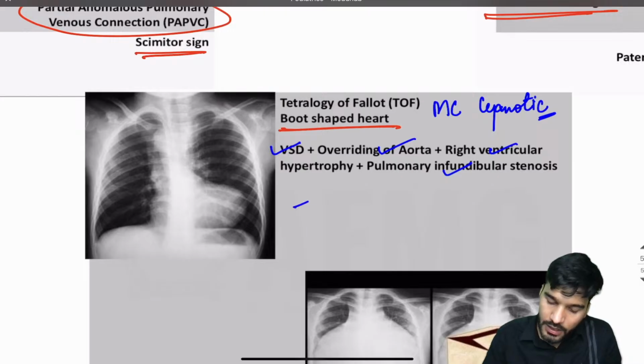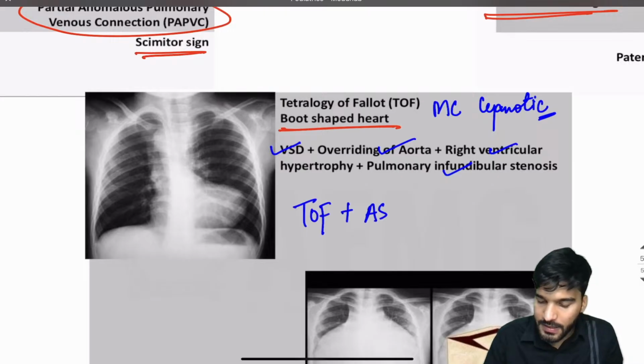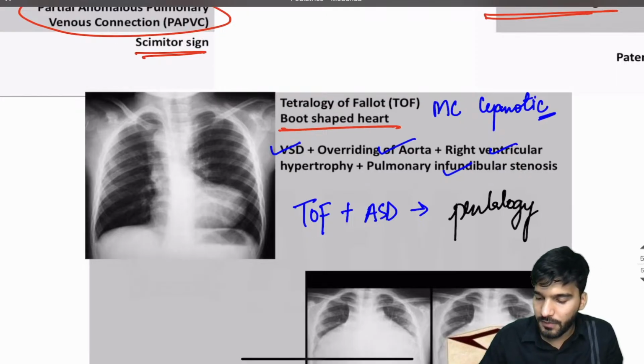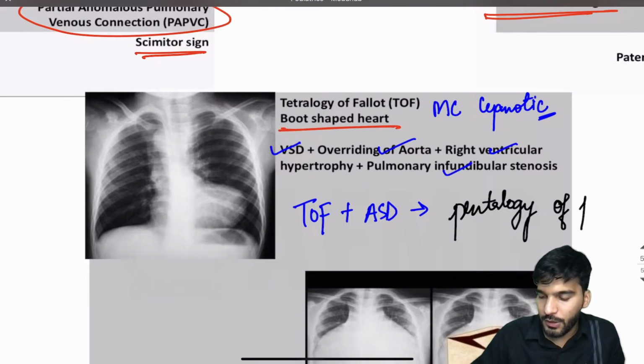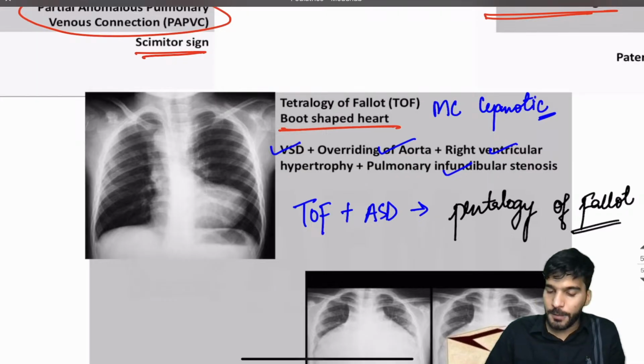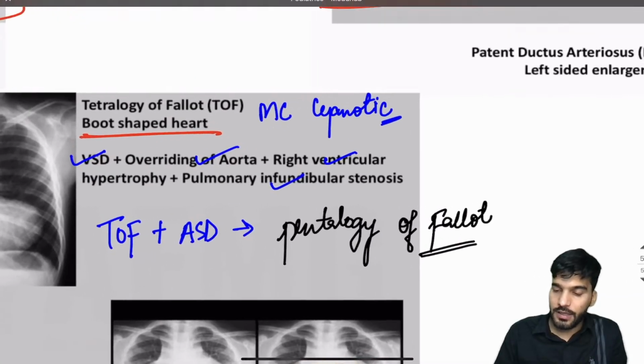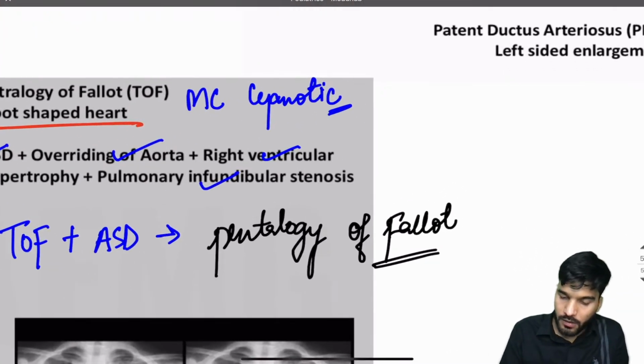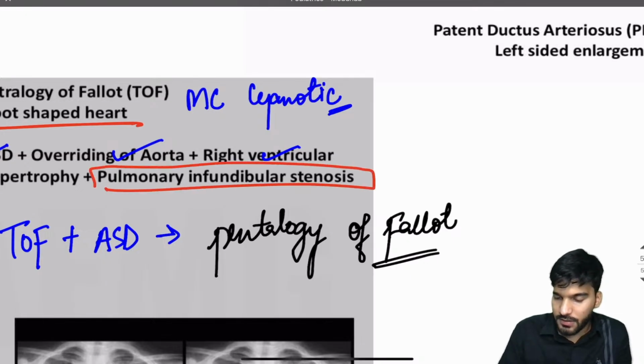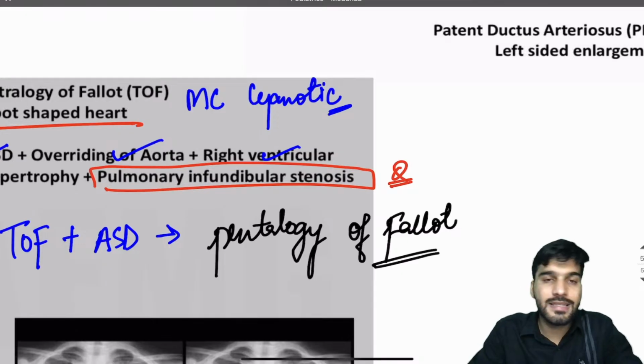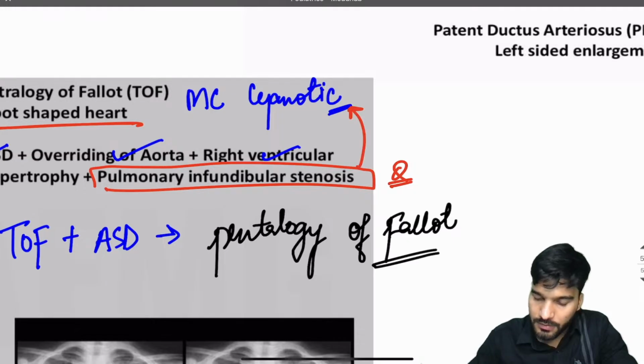If TOF plus ASD is there, we call it pentalogy of Fallot. They can mention a question, which of the following will describe the cyanosis? The more the pulmonary stenosis, the more the cyanosis.